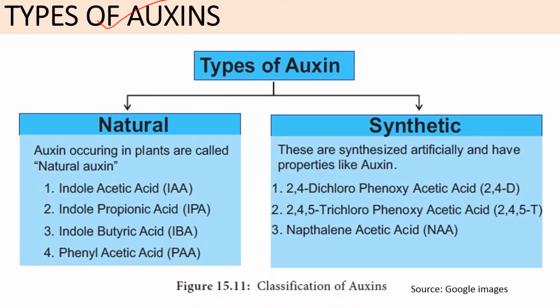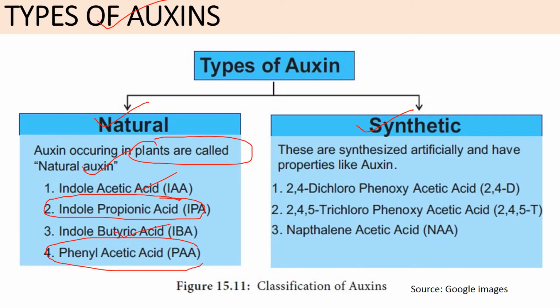Next are types of auxins. Basically दो तरह के auxins हैं, one है natural auxin and other are synthetic auxin. So auxin जो plants में naturally पाए जाते हैं उनको बोला जाता है natural auxin. For example, indole 3-acetic acid, indole propanoic acid. In some books this compound is not mentioned. Then indole butyric acid and phenyl acetic acid. So these are naturally occurring auxins in plants.